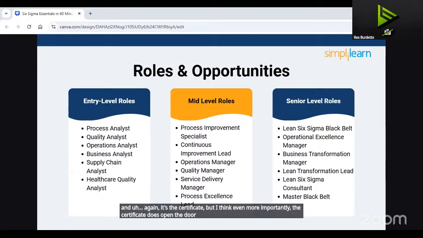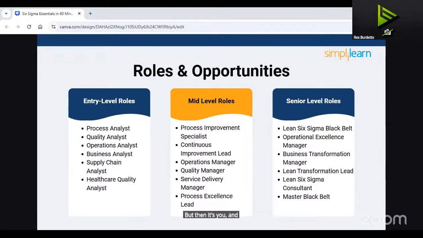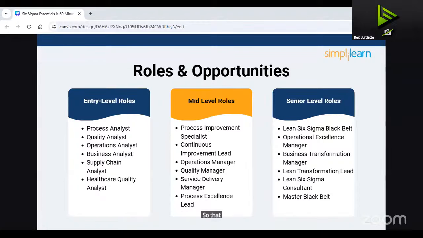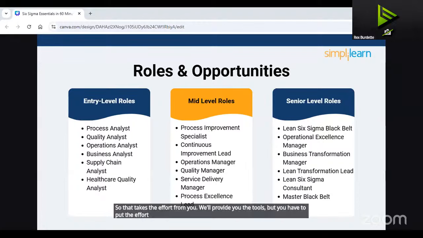But just like an interview and a resume, the resume opens the door, the certificate opens the door, but then it's you and your mastery of the subject and your ability to say, yes, I did this here, I did this like this, I made this X% improvement, we reduced defects, we improved wait times, all those things. That comes from your expertise of these tools, and that's what we want you to learn in this class. It's that expertise. So that takes the effort from you. We'll provide you the tools, but you have to put the effort into it.